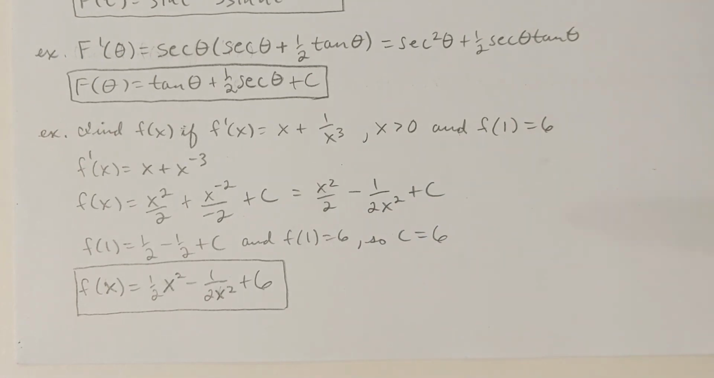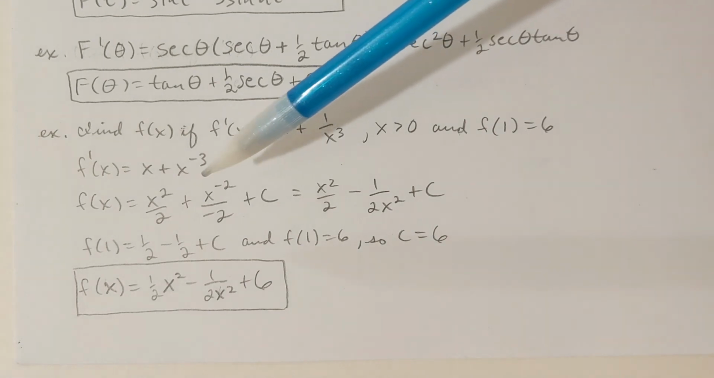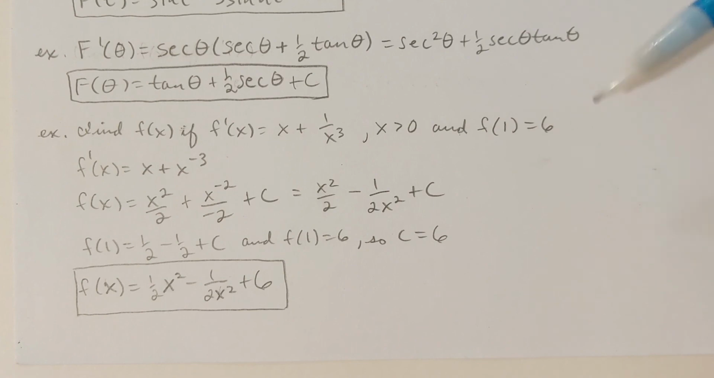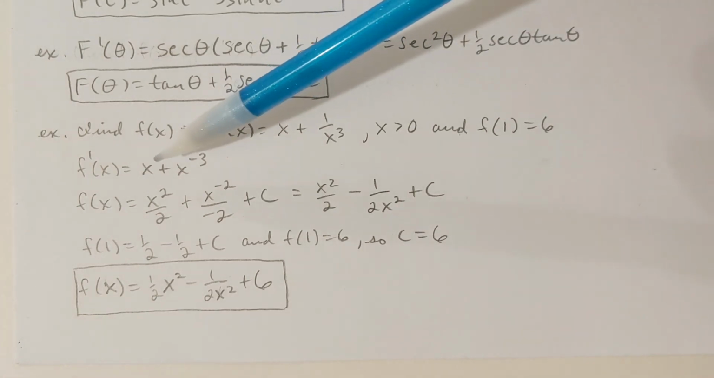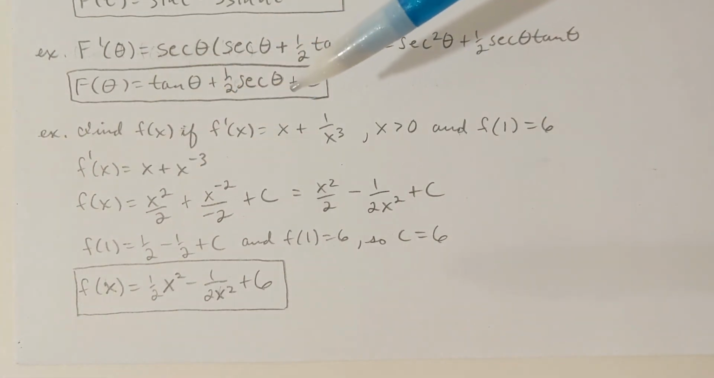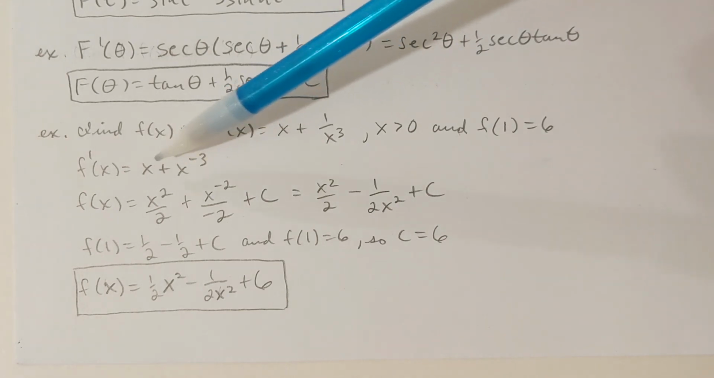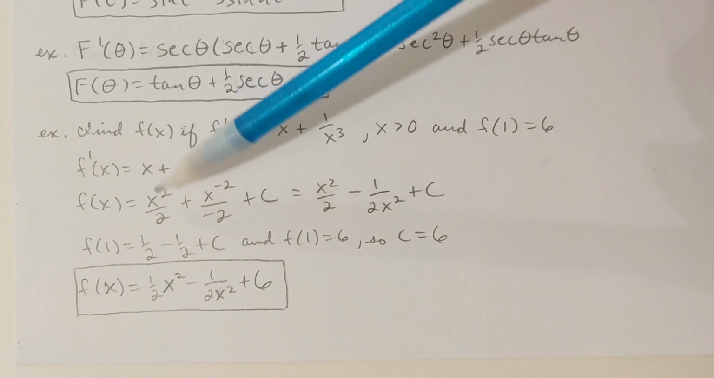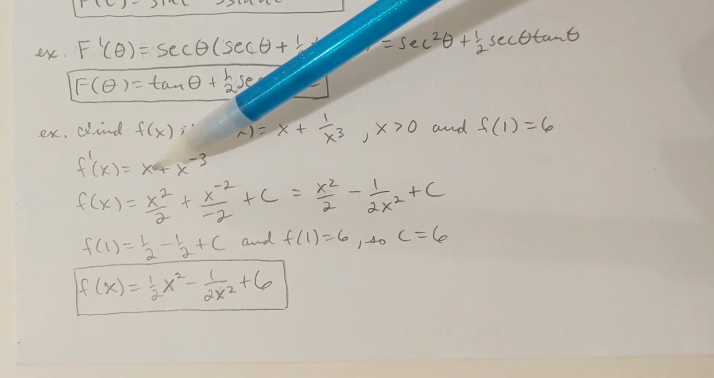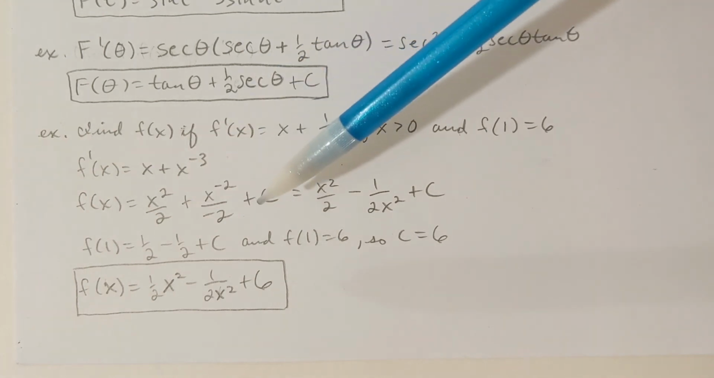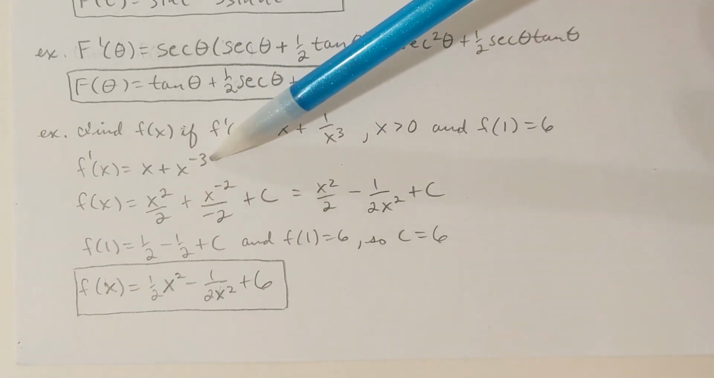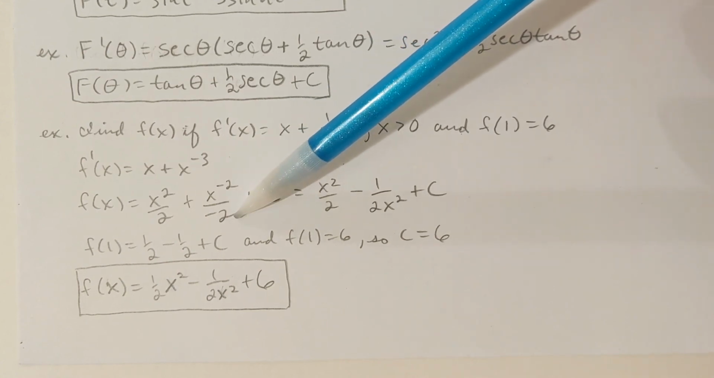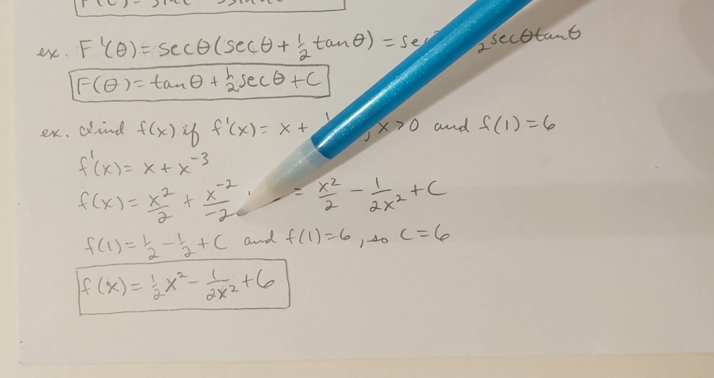All right, let's start by getting the general antiderivative, and then we'll use this information at the end, f of 1 equals 6. For f of x, you'd want to use the reverse power rule on these two terms. You're going to add 1 to the power and divide by the new power. The antiderivative of x would be x squared over 2, plus the antiderivative of x to the negative 3rd, that'd be x to the negative 2nd divided by negative 2. Again, you're adding 1 to the power and dividing by the new power.